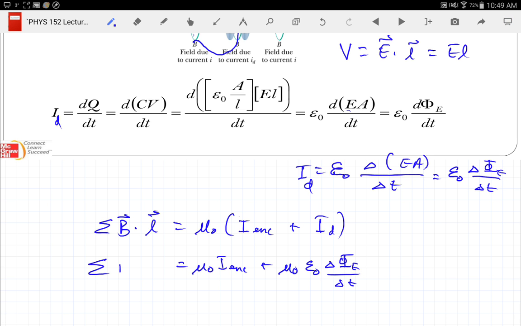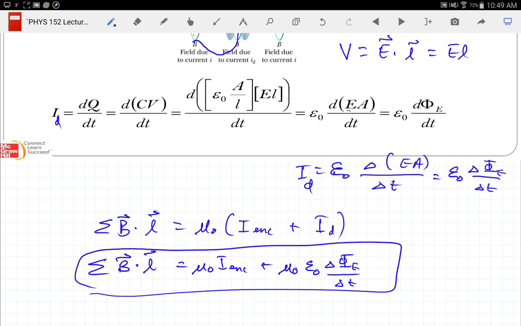And so there is the new form of Ampere's law as modified by Maxwell. So Maxwell added a second term, essentially, to Ampere's law. And that second term says a changing electric flux will induce a magnetic field. So now we had Faraday's law that says changing magnetic flux induces an electric field. And then Ampere's law says a changing electric flux induces a magnetic field.